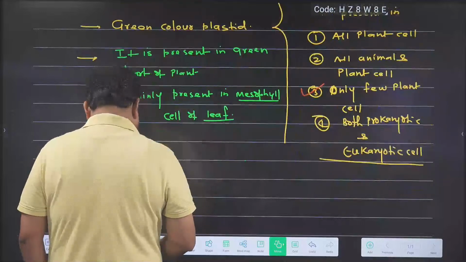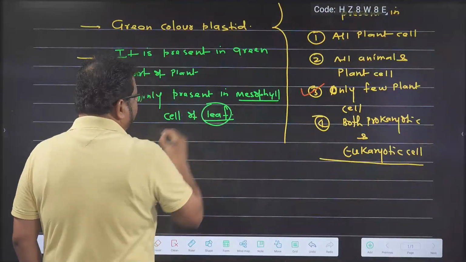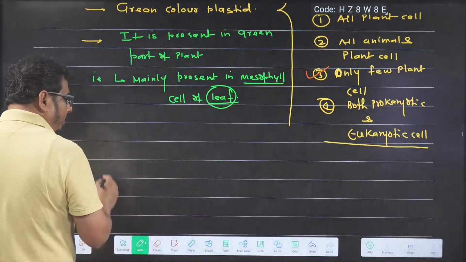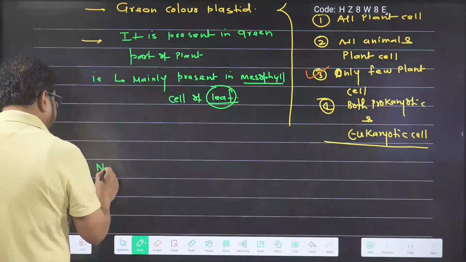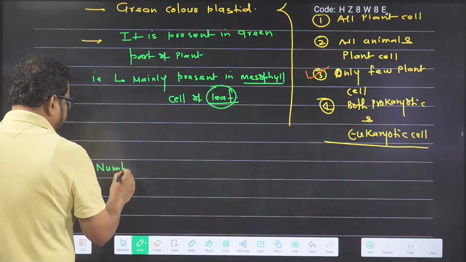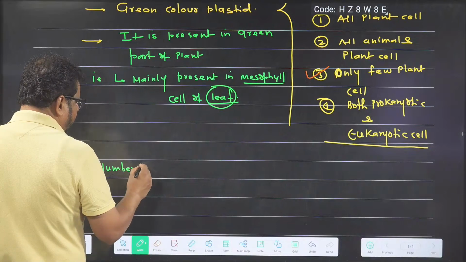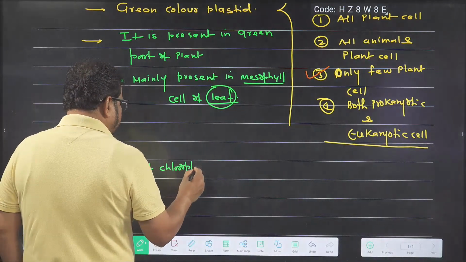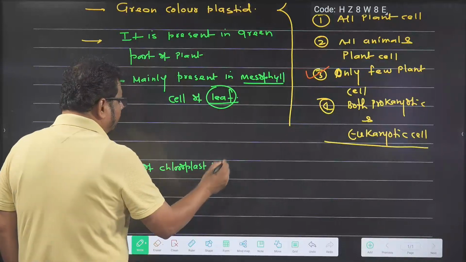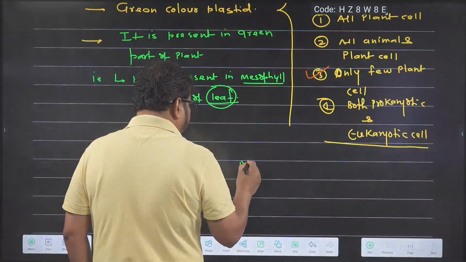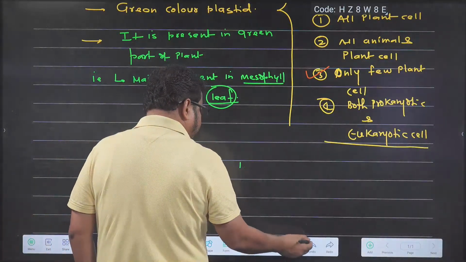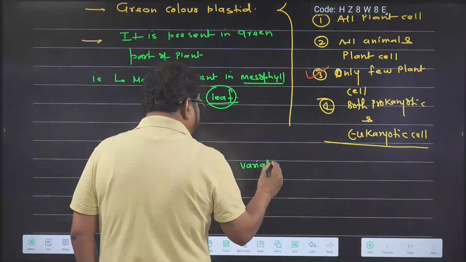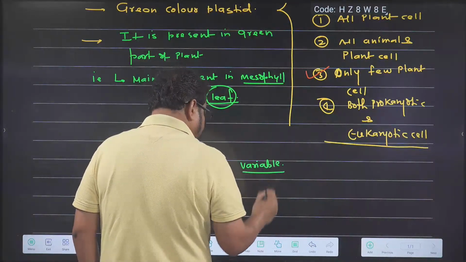Got the idea? Clear? Now we are going to talk about the number of chloroplasts. The number of chloroplasts is variable. It is not that a cell has a fixed number of chloroplasts.